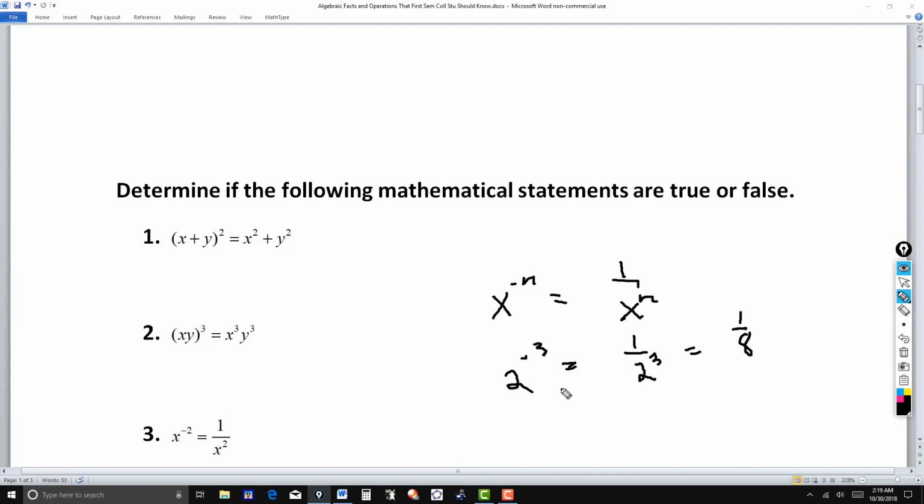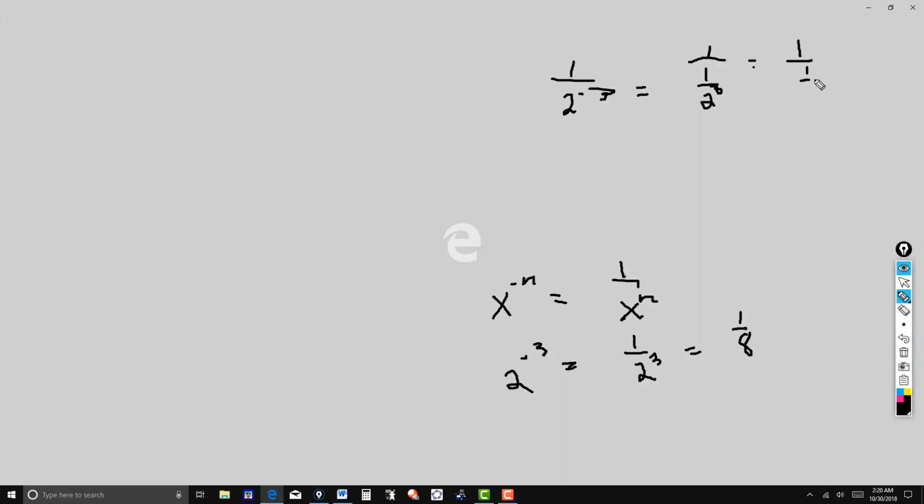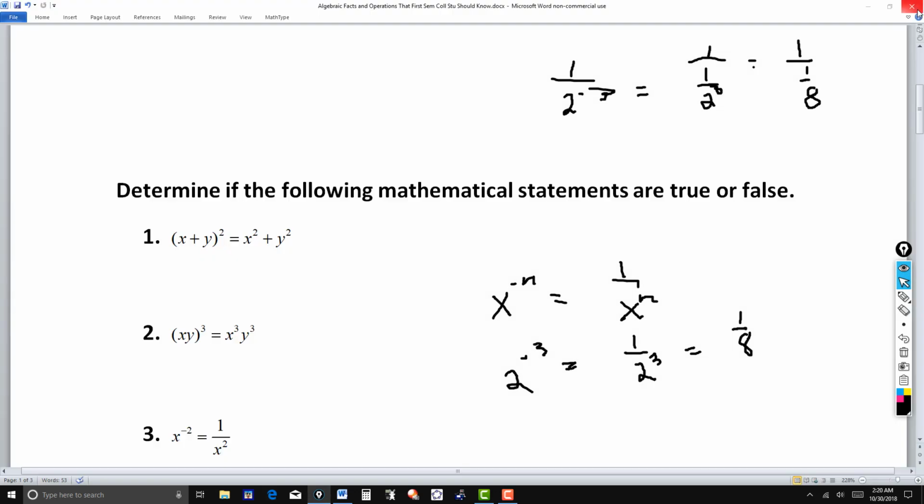Notice if I have, say, 1 over 2 to the negative 3. Maybe you write this down and say, okay, let's look at this. The statement would imply that in the denominator, this 2 to the negative 3 would be 1 over 2 to the third. But of course that's the same thing as 1 over 1/8, which is the same thing as 8.